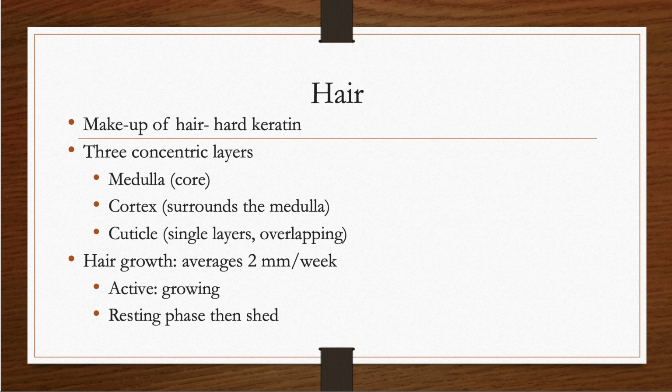Your hair averages growth of about 2 millimeters a week, and that's really focusing on the hair on your head. It'd be kind of strange if the hair on our arms and legs grew at 2 millimeters a week. But the hair growth is averaging about 2 millimeters a week. Hair does have an active growing cycle and then a resting cycle in which hair is shed. So if you've ever suddenly felt like you're losing all your hair when you brush your hair in the morning, that's just your hair going through that resting cycle, and that's a really normal thing for hair.